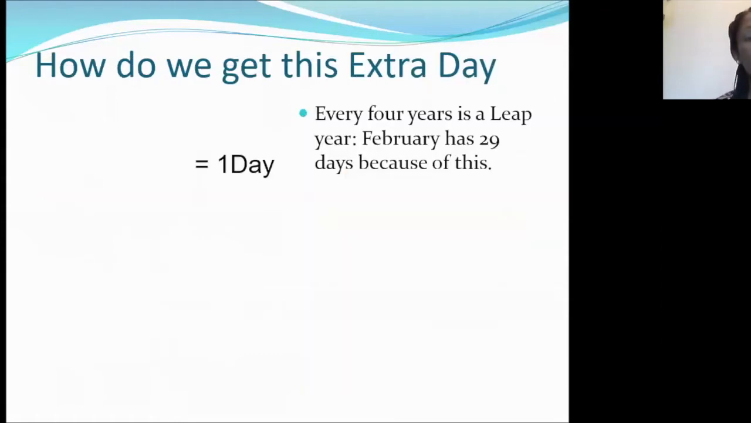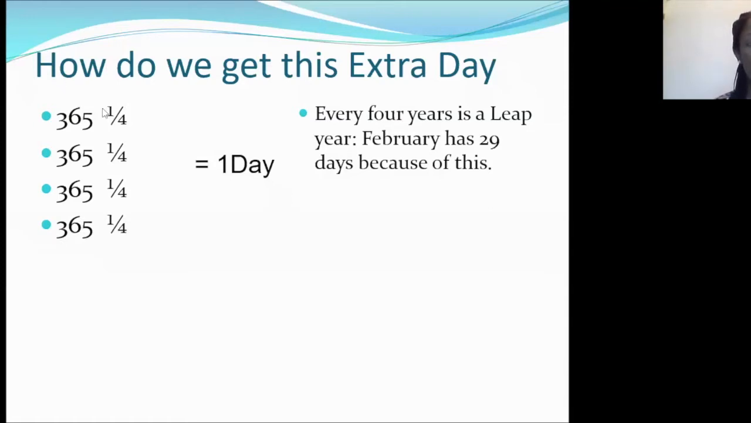Okay, how do we get this extra day? We said that every 4 years is a leap year. February has 29 days because of this. So let's see what happens. We have 365 and a quarter days the first year, 365 and a quarter days the second year, 365 and a quarter days the third year, 365 and a quarter days the fourth year. Now, we add up the quarters, you know, in maths, 4 quarters give you a whole, so that's how we get the extra day right here.